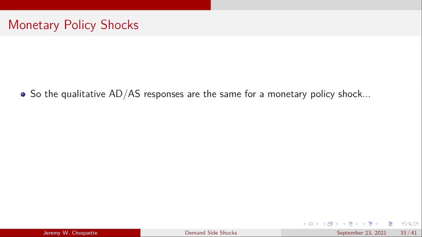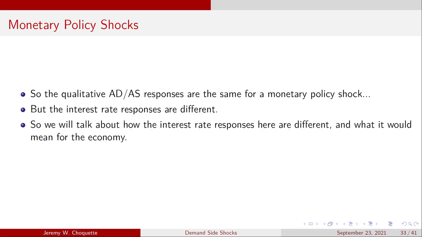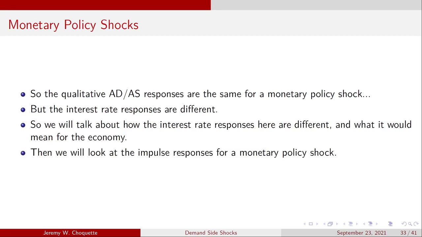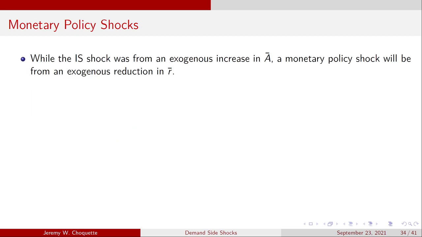So the qualitative responses for aggregate demand and aggregate supply are going to be the same in a monetary policy shock, just in the aggregate demand, aggregate supply space. The interest rate responses are different. So now we're going to talk about how the interest rate responses are different and what that would mean for the economy. Then we're going to look at the impulse responses for a monetary policy shock.